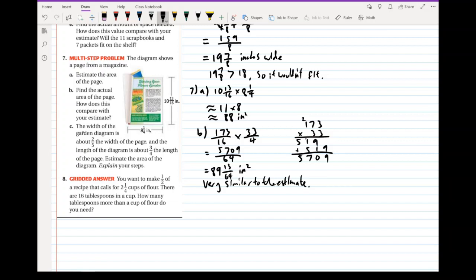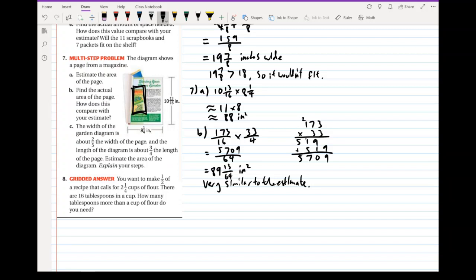Now in part C, it says the width of the garden diagram is about 2/5 of the width of the page, and the length of the diagram is about 3/4 the length of the page. And then estimate the area of the diagram. So what does it mean by diagram? This is the diagram that it's talking about. And so the width is 2/5 of the page, and the length is 3/4 of the page.